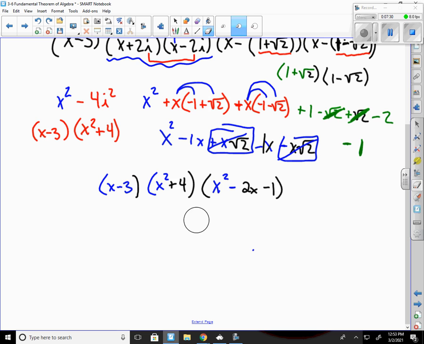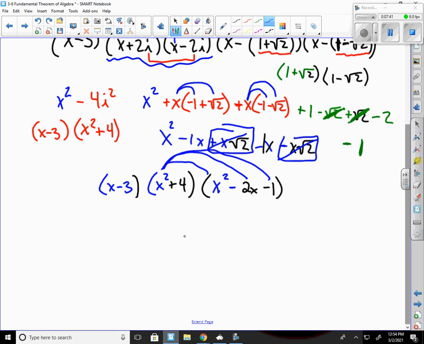Now we're not even close to done yet. We still have to distribute some things. First, I'm going to distribute my x squared to each of these terms. That's going to give me x to the 4th minus 2x to the 3rd minus x squared. Just doing x times x squared, that's x to the 4th. X squared times negative 2x is negative 2x cubed. And then x squared times negative 1 is negative x squared.